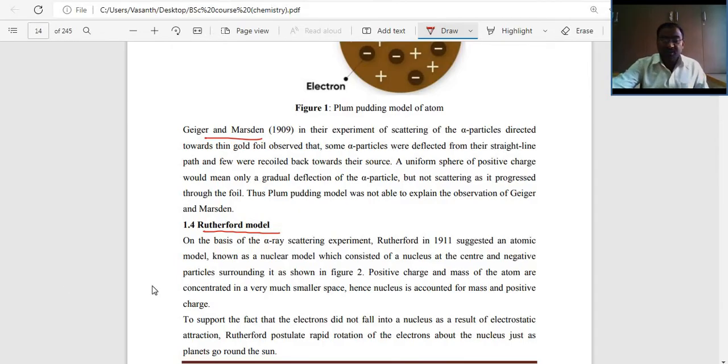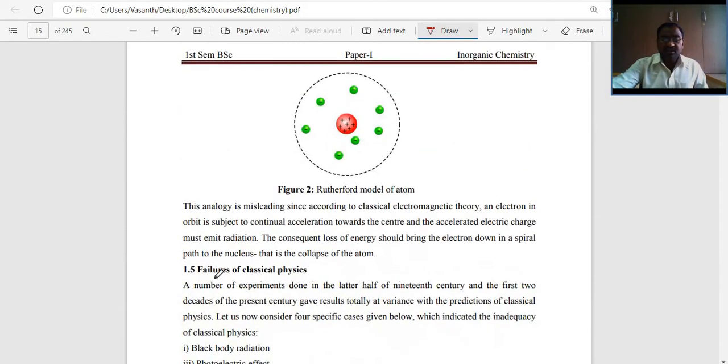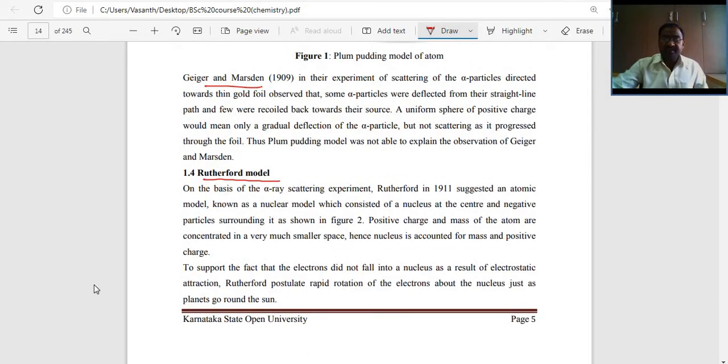In the Rutherford model, there is the alpha ray scattering experiment. This is the radioactive source. These are all the slits. This is the ZnS screen and this is the gold foil. Once this radioactive source is heated, it emits alpha particles. The emitted alpha particles move through the slit.